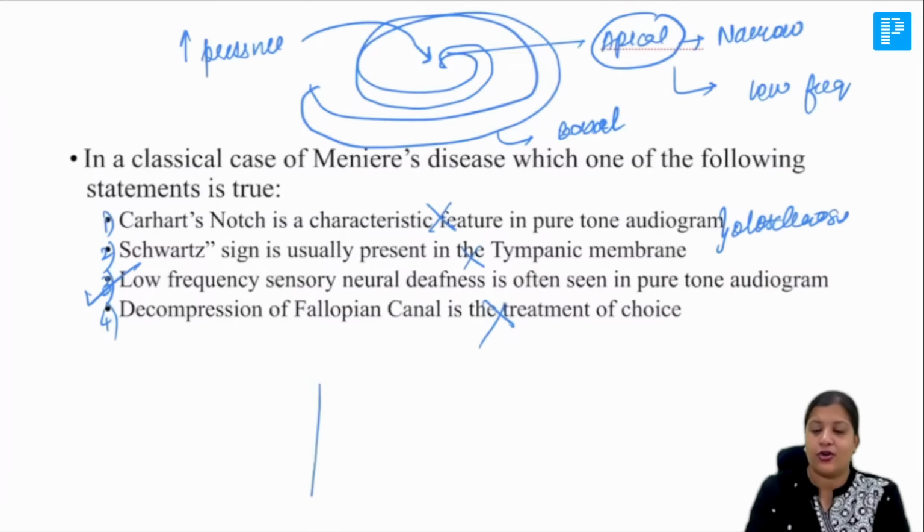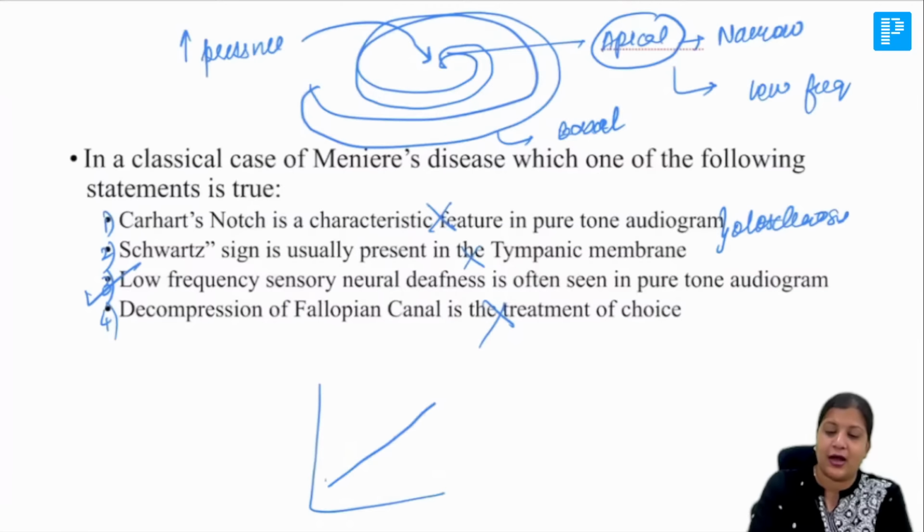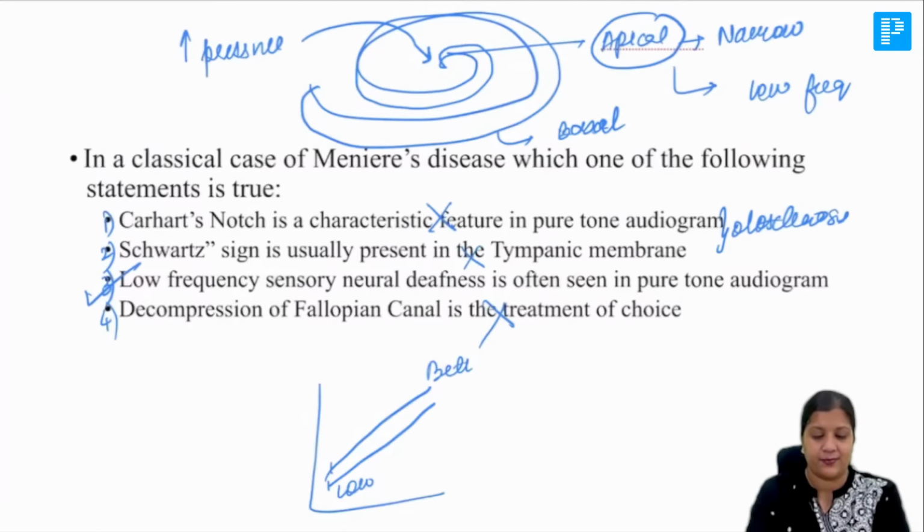And typically on audiometry, what type of graph will we get? Upsloping, meaning hearing loss is more at lower frequency and better at higher frequency.